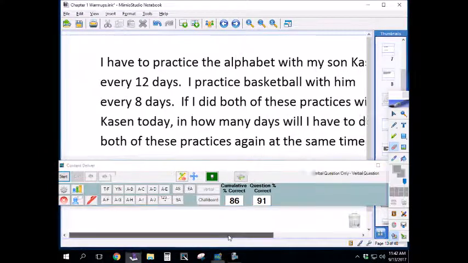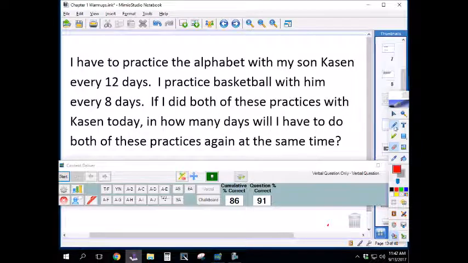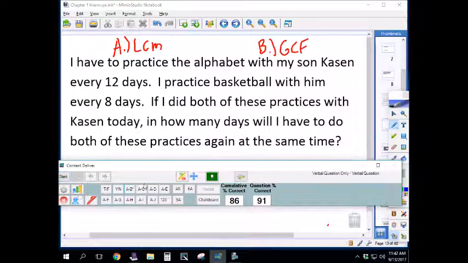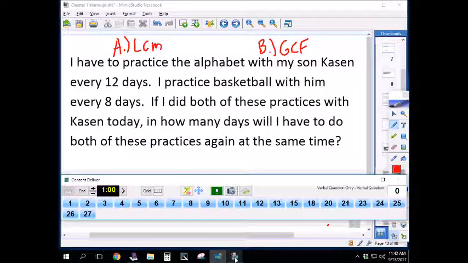This one here. First of all, let's do this before we start. I want you guys to key in whether it's A, an LCM question, or B, a GCF question. Let's start there. Ready? Go. You don't have to write anything. Just tell me real quick whether you think it's an LCM or a GCF.